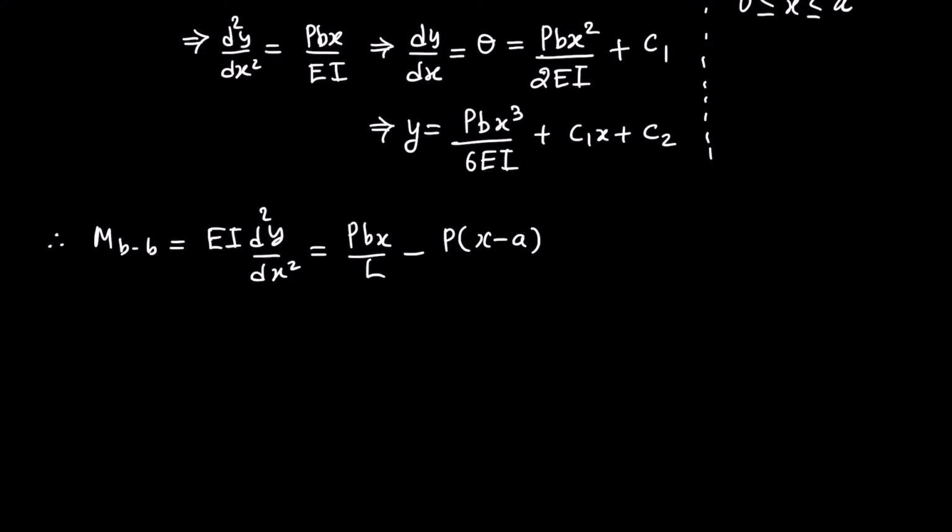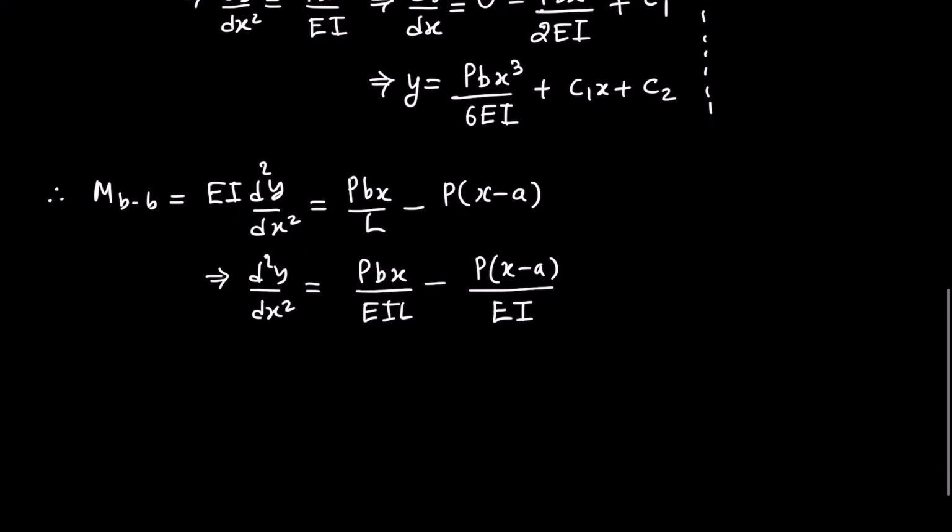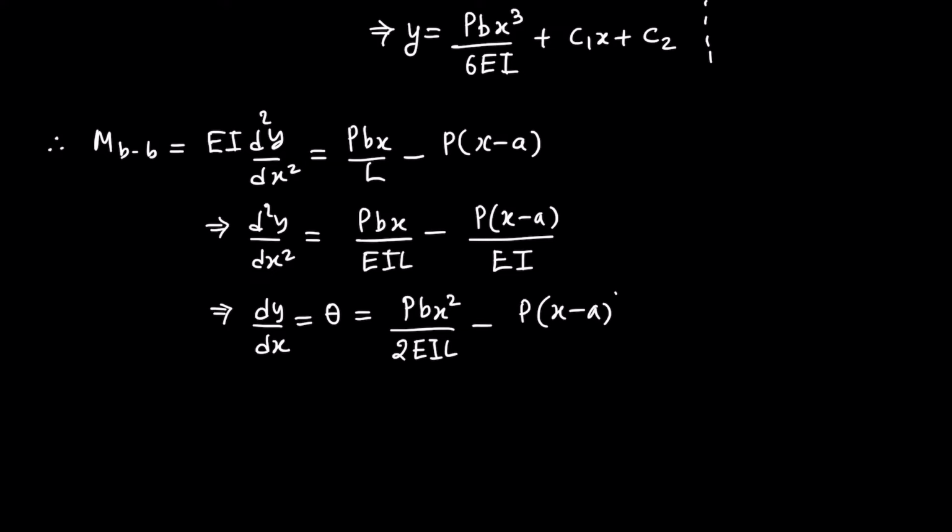Now this implies d2y by dx2 is equal to PBx by EIL minus P(x minus A) upon EI. Now I need to integrate this, so this implies dy by dx, which becomes the angle theta or the slope, is equal to PBx square upon 2EIL minus P(x minus A) square upon 2EI.